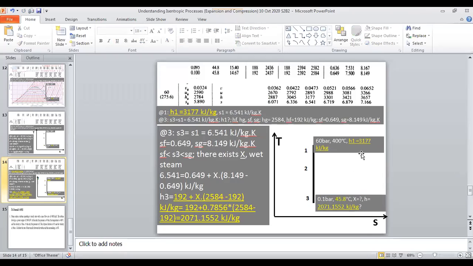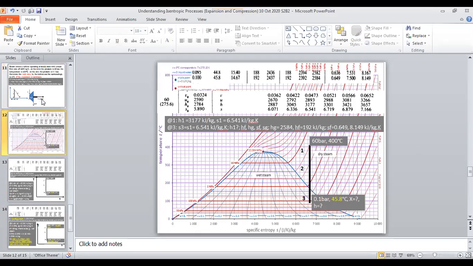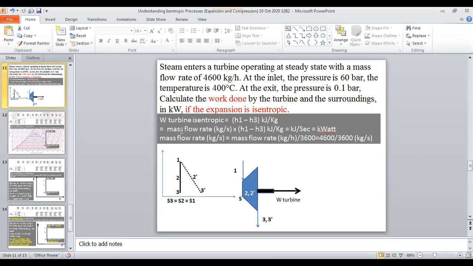Then you can have your H1 minus H2 here. That is small w, H1 minus H2. Here you can see the work done for the turbines. Later I will share with you how this works. H1 minus H3 is the work done, W turbine isentropic.